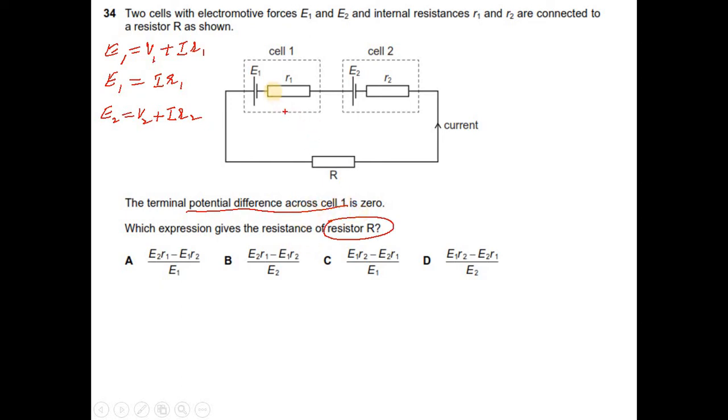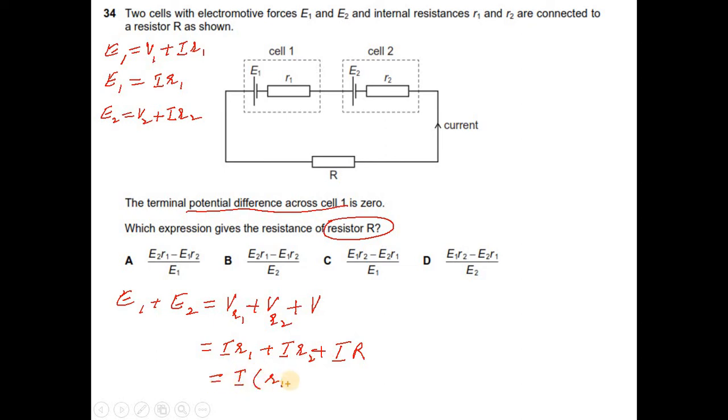We are going to apply Kirchhoff's second law, that the sum of the EMFs is equal to the sum of the potential differences in a closed loop. So according to Kirchhoff's second law, I can write E1 plus E2, the sum of the EMFs, is equal to the sum of the potential differences. And we have three resistances, R, R1 and R2. So I can say potential difference of R1 plus potential difference of R2 plus potential difference of R, which is V. And then I can write these as IR1, as per V equal to IR, plus IR2 plus IR. And then I can take I as common. So I is common, inside we have R1 plus R2 plus R.